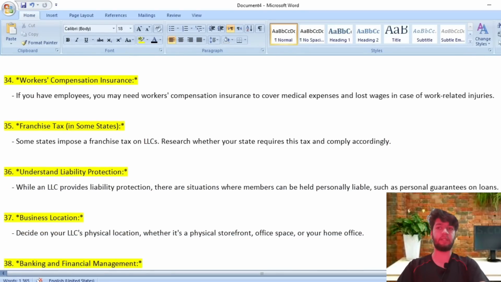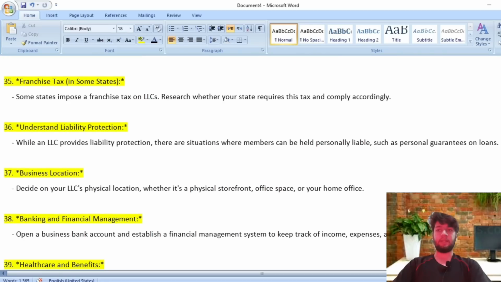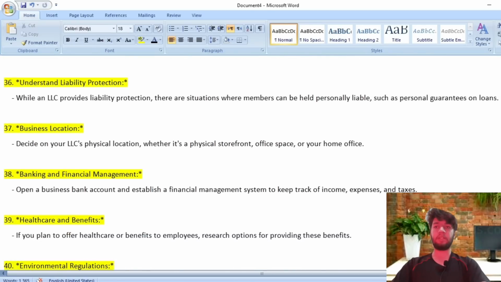So these are the steps which you can follow to make an LLC easily in the USA.